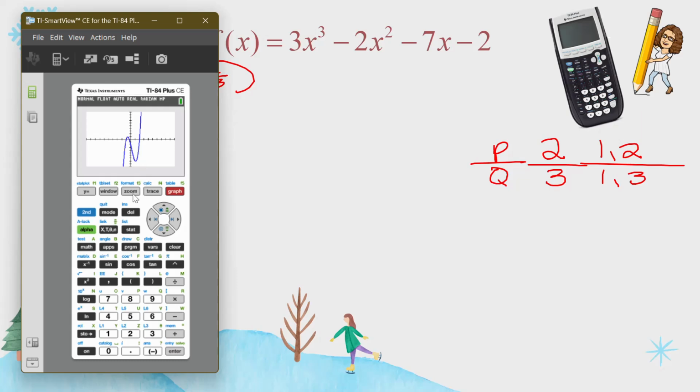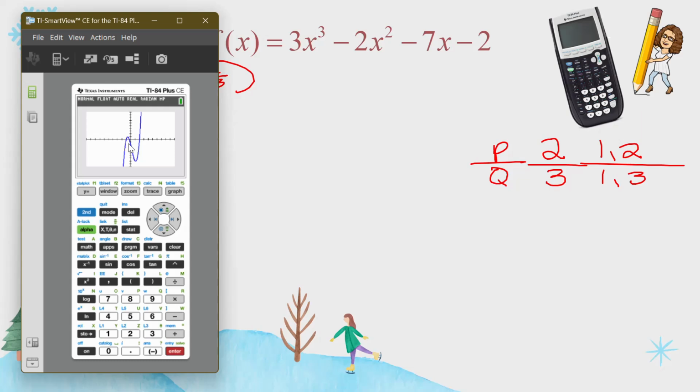To make that happen, you can push zoom, which is between window and trace, and then 6, ZStandard. ZStandard gets you a 10 by 10 grid. That's why we're using that one. And then it'll redraw it just in case your window was a little off.